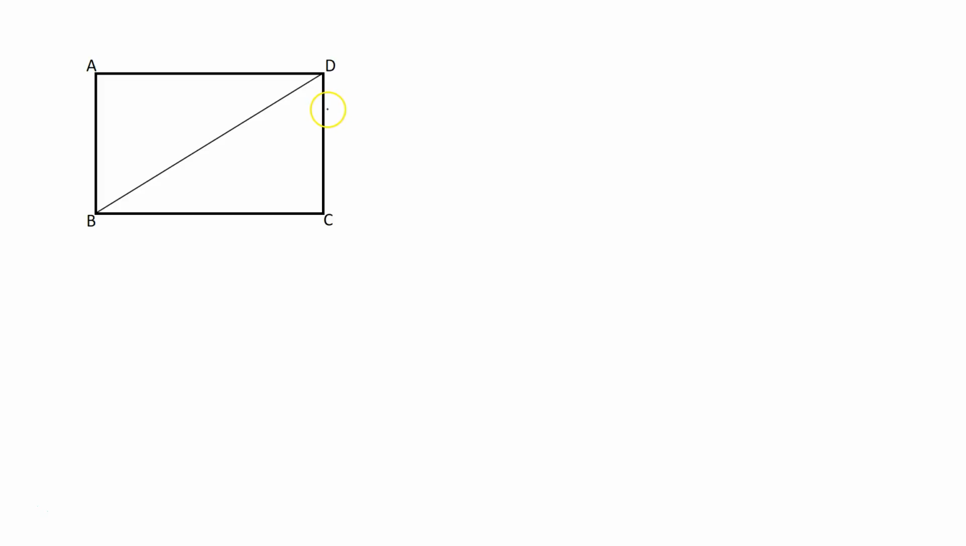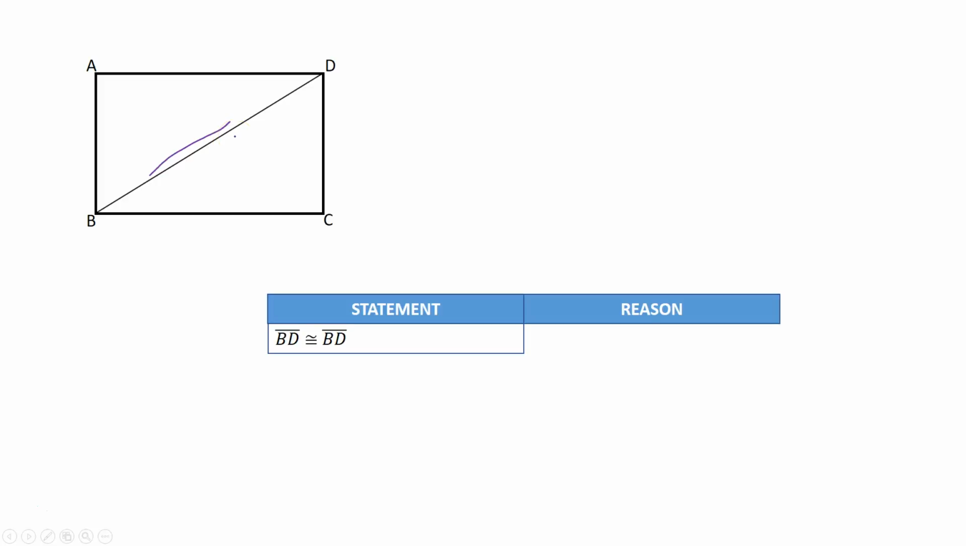And even though we're not given any statements, we still can say something about these triangles, because note that they share this side here. Side BD is in both triangles. Therefore, in a proof, we could make a statement like this. BD is congruent to BD. Now, it sounds kind of obvious. Of course, BD is congruent to itself. But why would you need that?